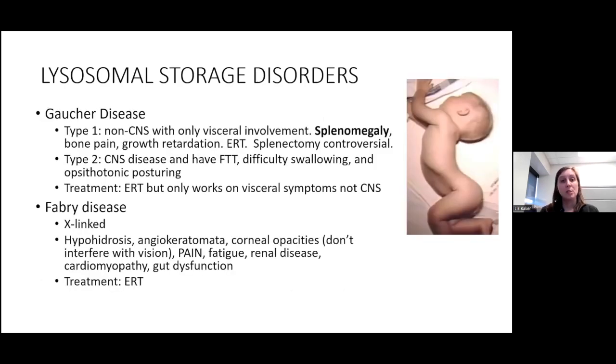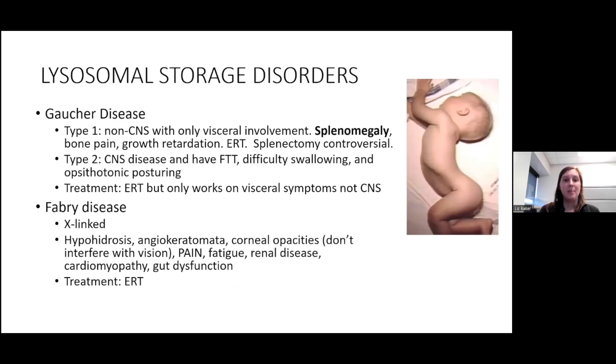Another lysosomal storage disease is Gaucher. Type 1 has no CNS involvement, but visceral involvement, so they have splenomegaly, bone pain, and growth retardation, and you give them enzyme replacement. Splenectomy is controversial because it usually makes the bone disease worse. Type 2 has CNS disease, which usually causes difficulty swallowing and opisthotonic posturing, which you see in the picture here. The treatment is ERT for that as well, but it only works on the visceral symptoms, not the CNS.